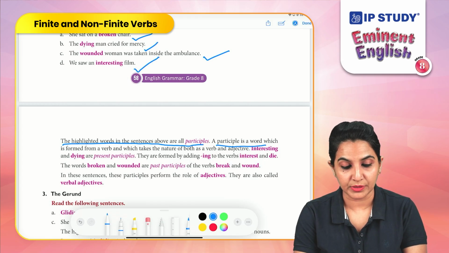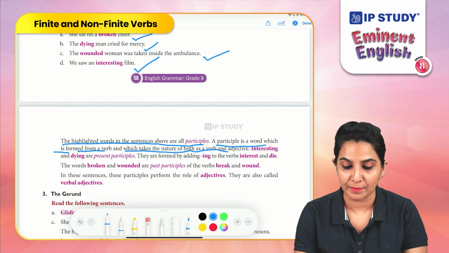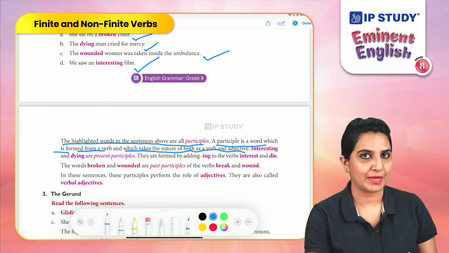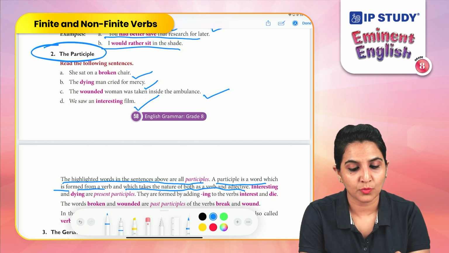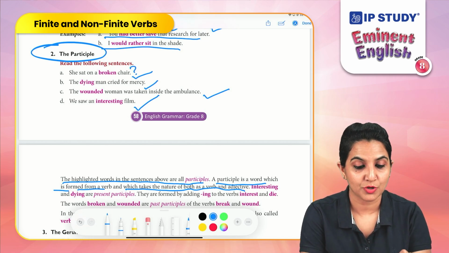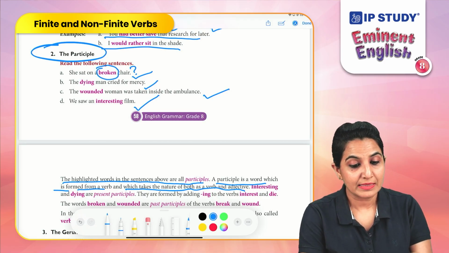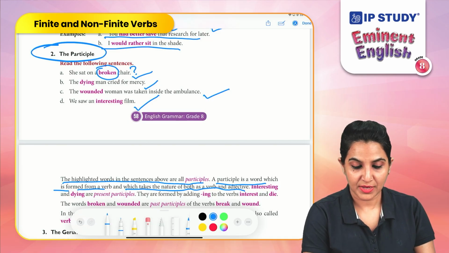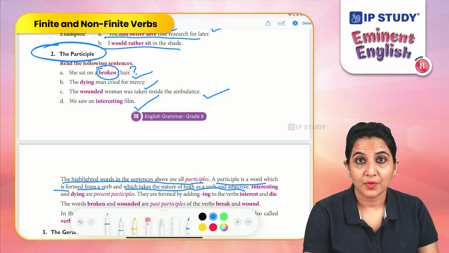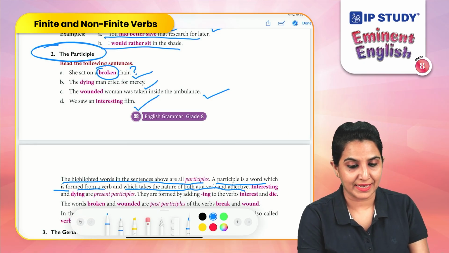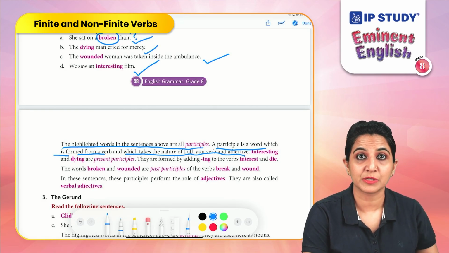A participle is a word which is formed from a verb and which takes the nature of both a verb and an adjective. For example, let's look at these sentences again. She sat on a what kind of chair? Very good. Broken. So here broken is acting as an adjective. The dying man cried for mercy. Now here the word dying is expressed as the condition of the man. Exactly. So that becomes the adjective or the present participle form of the verb.